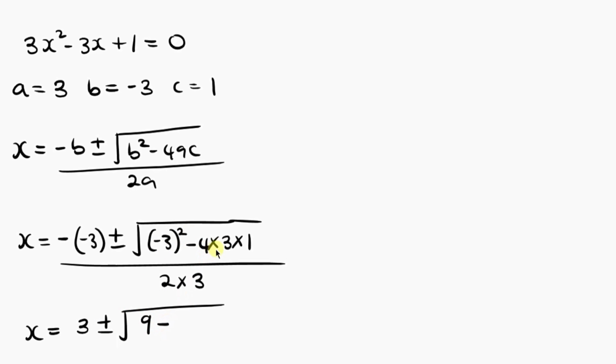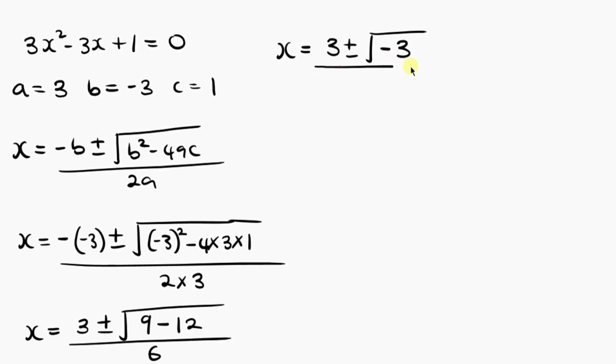Minus 4 times 3 times 1 is what? 12. There you have it. So now all over 2 times 3 is 6. So simplifying further, I'm going to be having x equal to 3 plus or minus the square root of 9 minus 12, which is going to give me -3, now all over 6. So let's simplify what I have here.